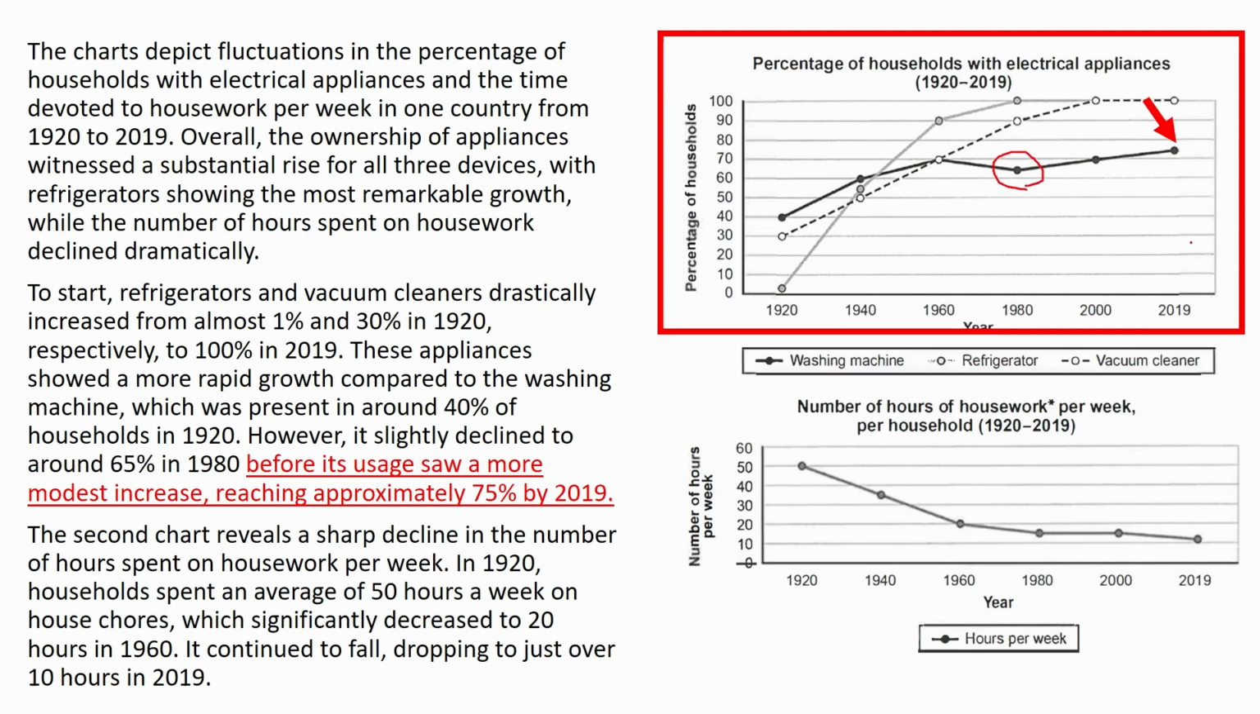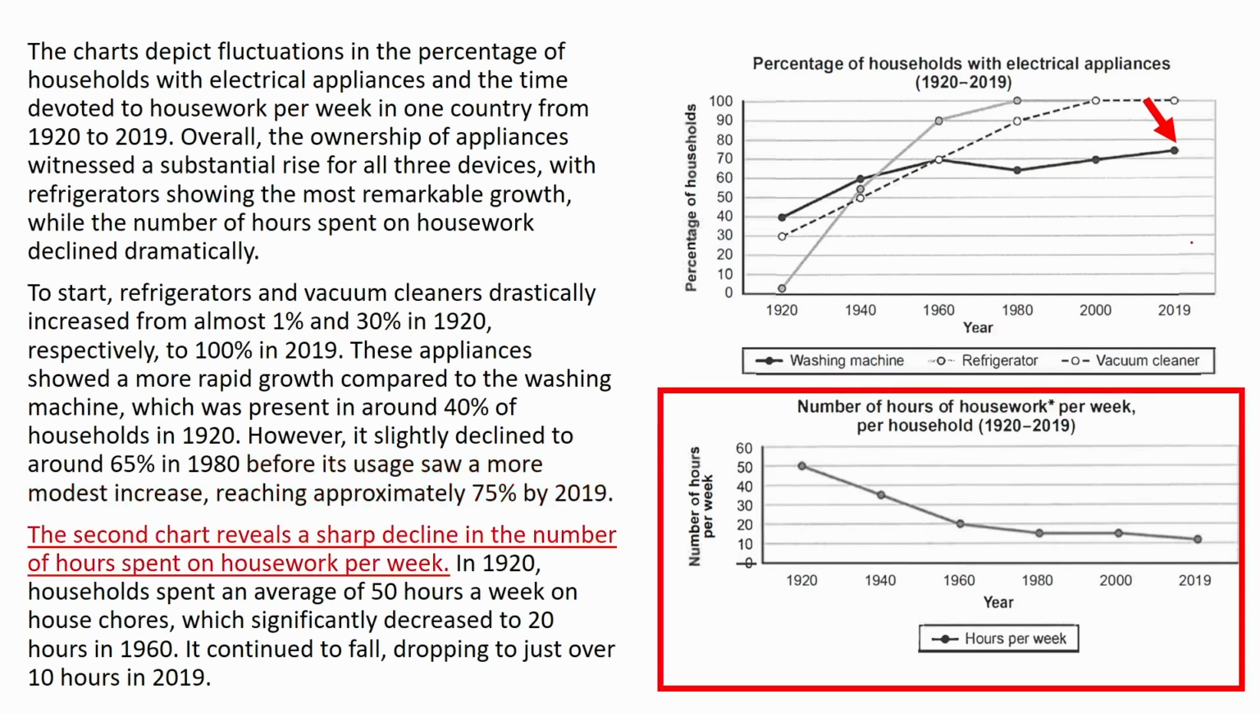And now it's time to get to the second chart. The second chart reveals a sharp decline in the number of hours spent on housework per week. Now, I need to be more specific. In 1920, households spent an average of 50 hours a week on house chores, which significantly decreased to 20 hours in 1960. So I mentioned this part and the decline.